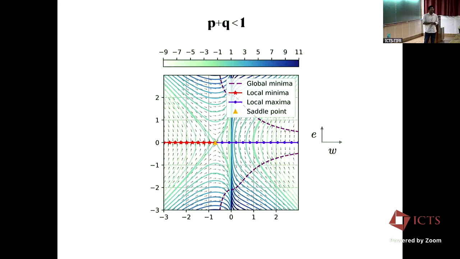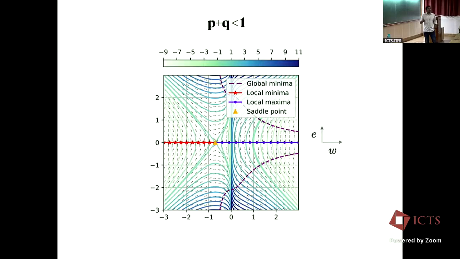So let's take a moment to parse it. There are only two variables, right? E and W. It turns out that the set of all global minima follows almost a hyperbolic curve, the purple one you see. The set of all local minima are on this part of the x-axis. This triangle is a saddle point, and the set of all local maxima are this. As you see, there are some contour lines and some arrows. The arrows are the gradient flow directions. And almost magically, these gradient flow arrows align with the contour lines.